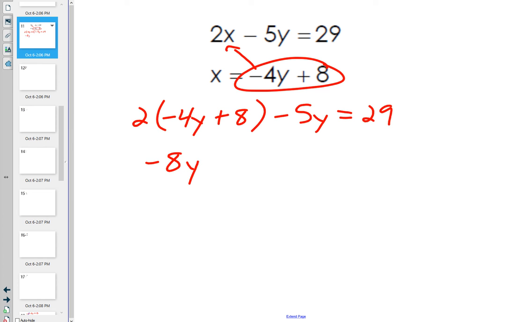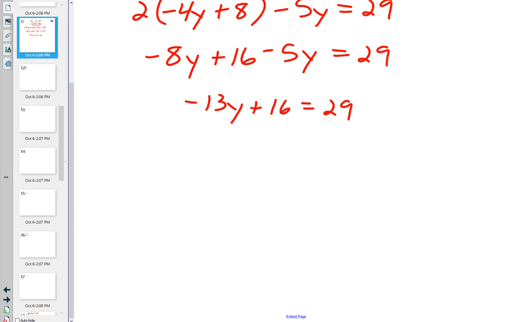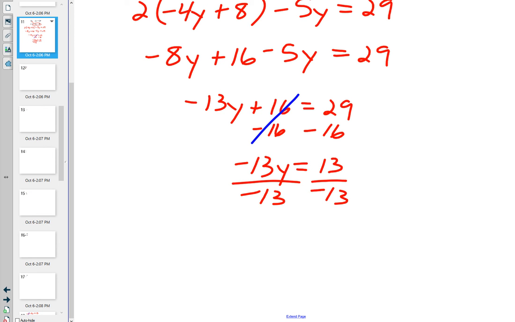Yeah, just one, so let's solve for it. Negative 8y plus 16 minus 5y is equal to 29. Negative 13y plus 16 is equal to 29. Minus 16, minus 16. Negative 13. Y is equal to negative 1, so divided by negative 13.